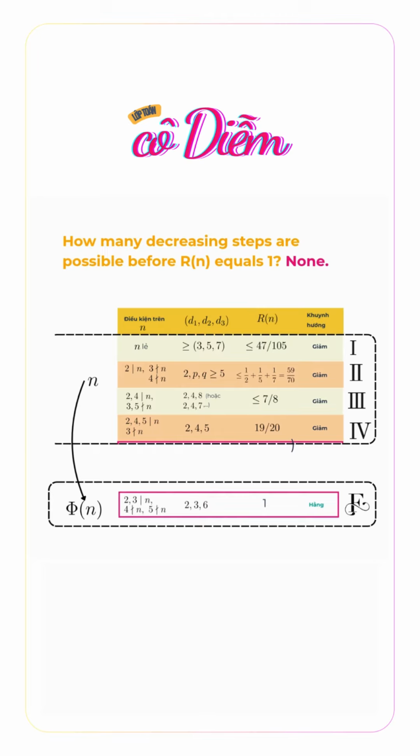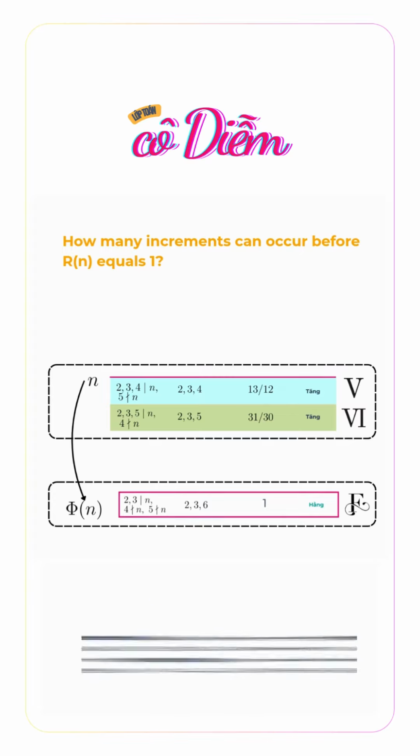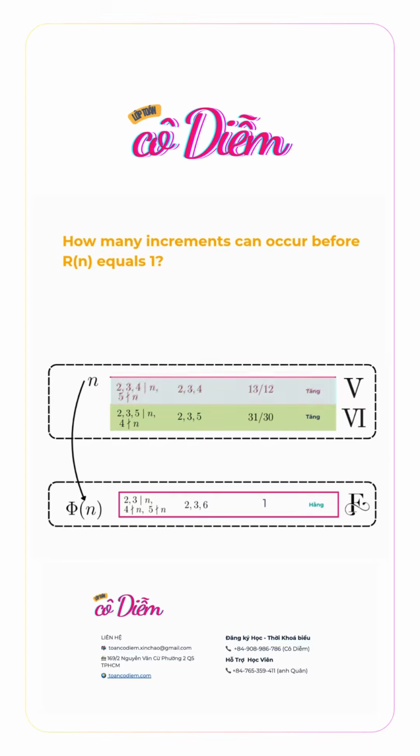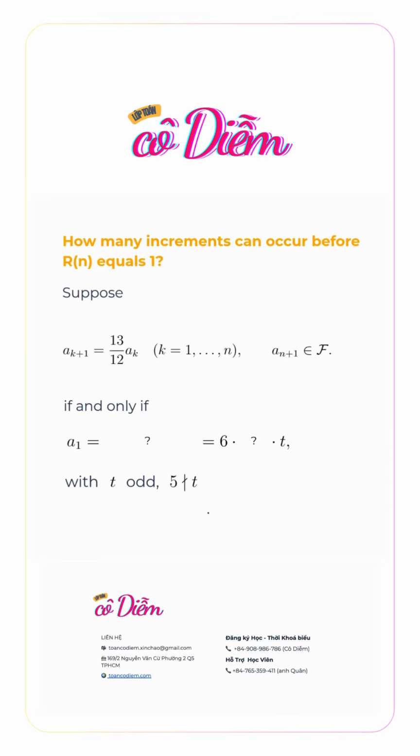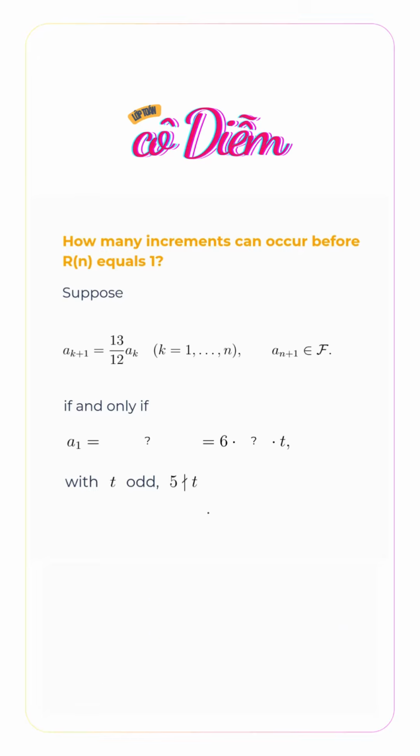Next, we determine how many increasing steps there could be before r equals 1. Assume n belongs to an increasing group and phi of n is in calligraphic F. Then by a similar argument, 4 must divide n and r of n equals 13 over 12. Suppose a sub k plus 1 equals 13 over 12 times a sub k for k equals 1 to n, and a sub n plus 1 is in calligraphic F.